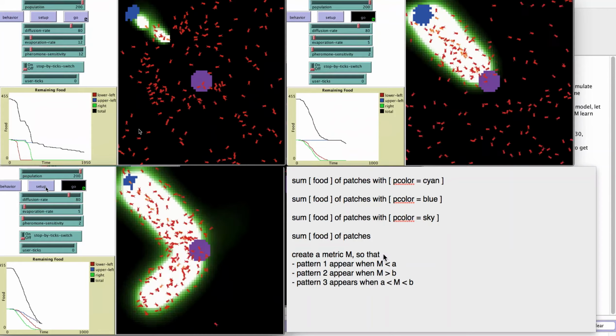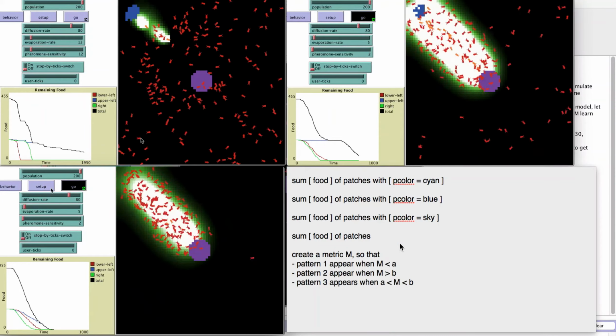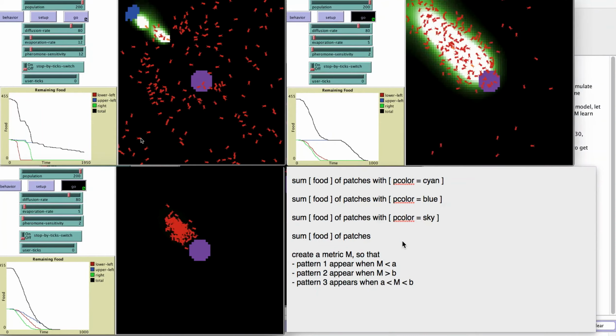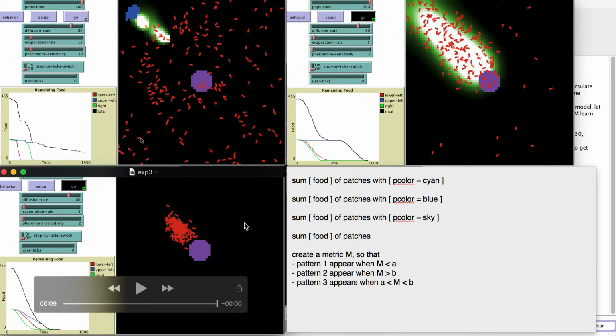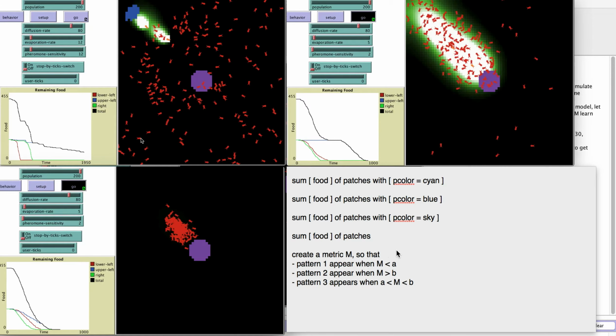And I want to use a single metric at the end of each experiment to tell me in this experiment, we are having pattern 1 or pattern 2 or pattern 3. That is my goal. However, I can foresee such a metric is quite difficult to create.